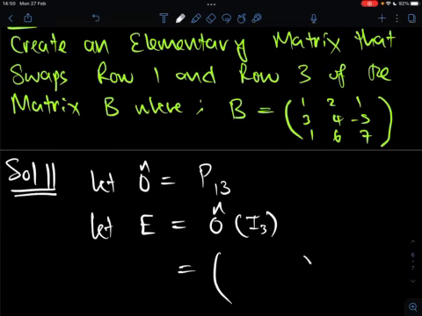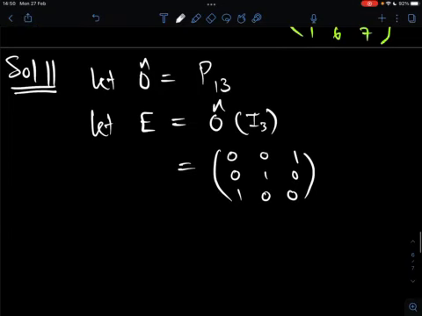When I apply my operation O to I3, it means it's going to swap row 1 and row 3. So row 3 will go at the top and I'll have 0, 0, 1. Then here I'll have 0, 1, 0. Then 1, 0, 0, like that. So now I have this as my elementary matrix. Now let's see if this does what it should. So now let's check.